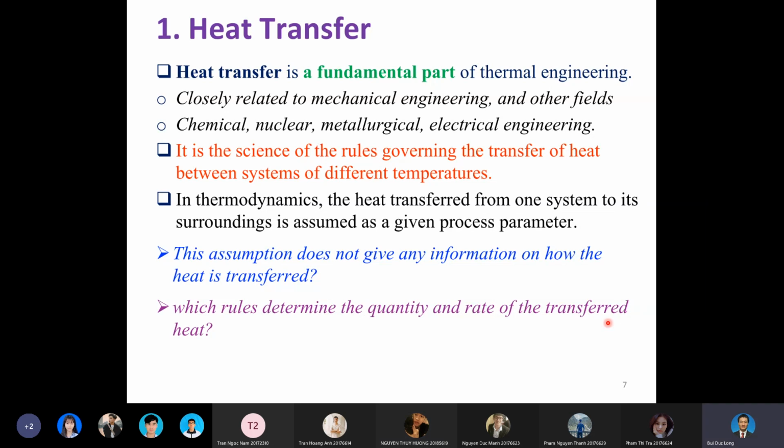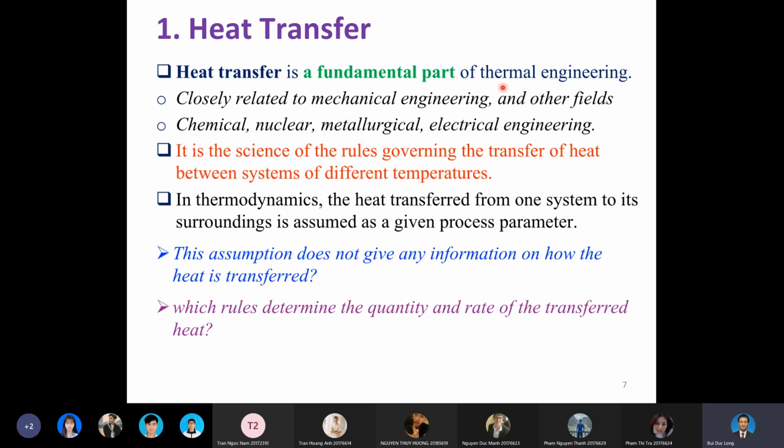Okay, so we start with heat transfer. So why do we have to study heat transfer and what is heat transfer? What is the role of heat transfer in engineering? Heat transfer is a fundamental part of thermal engineering. This course is very important.